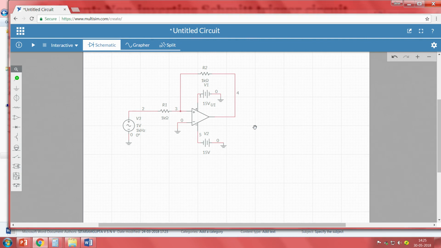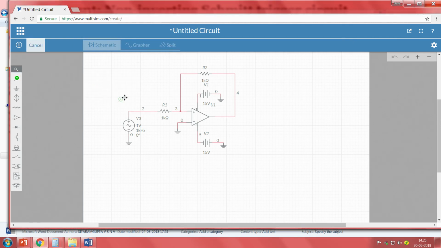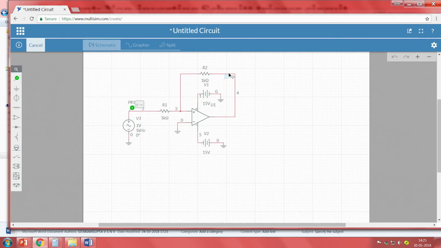We have to see the relation between the input and output. Unless we connect a scope, the circuit will be working, but it is very difficult for us to visualize it. So I will go to this analog and annotation palette. Here we have voltage indicators, or graphers, called probes, and we can take one more probe and connect it at the output voltage terminal, right.